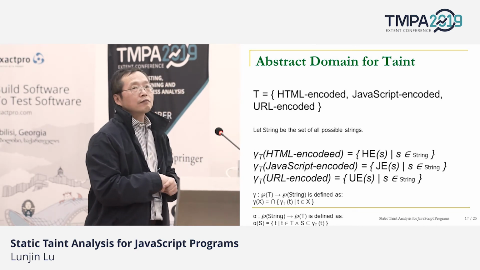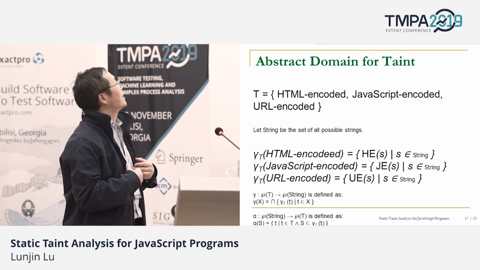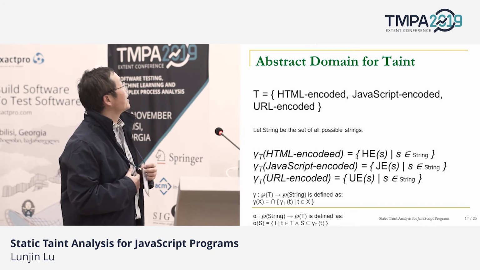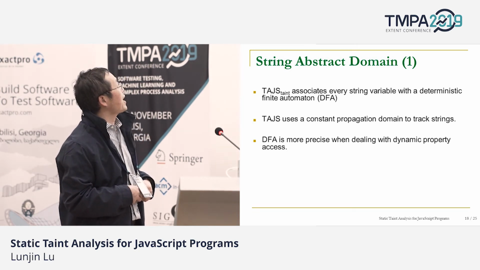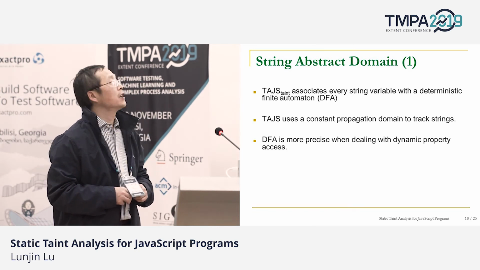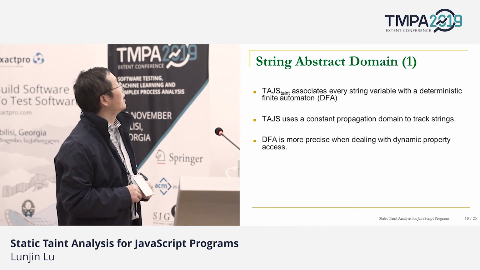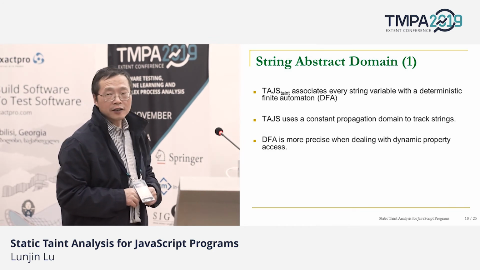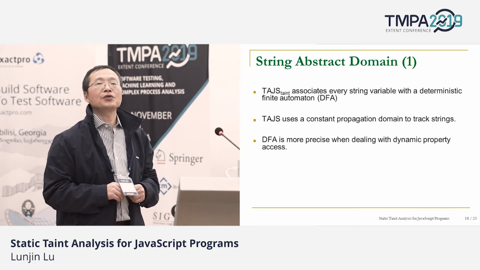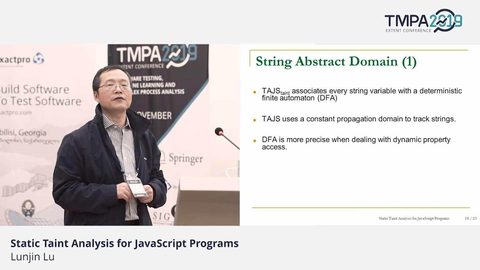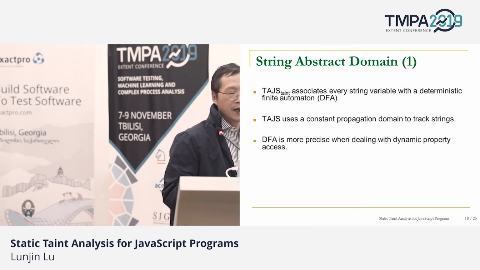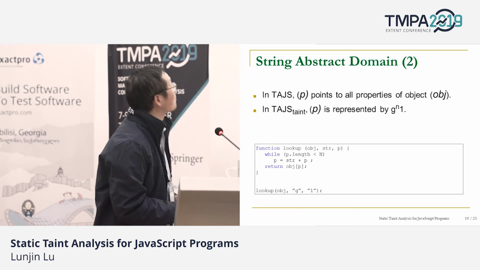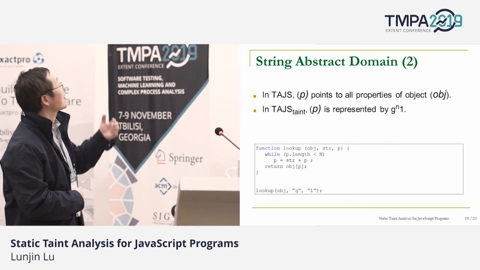And also, as I mentioned, we modified TAJS's string analysis. For each string variable, we attach a deterministic finite automaton to track the set of strings this variable can take. So this is more precise than TAJS's original type analysis. Here this shows the difference.